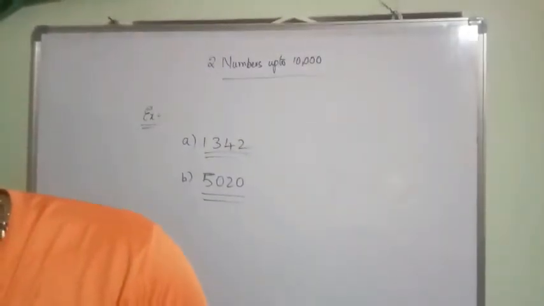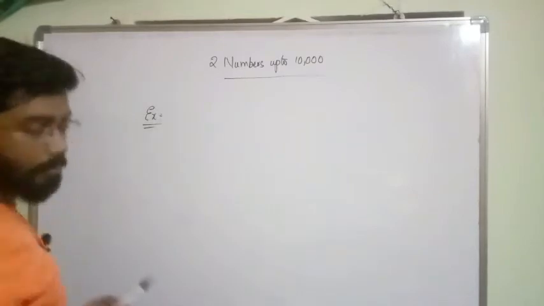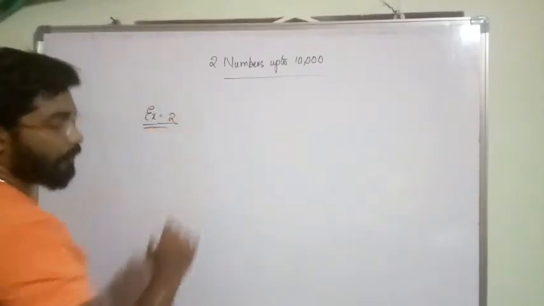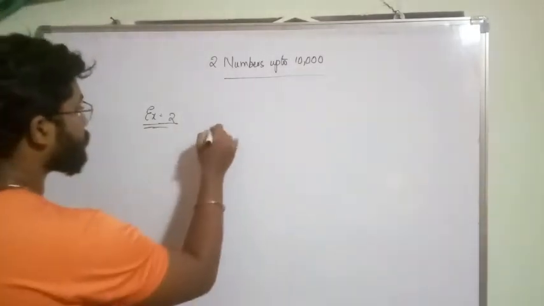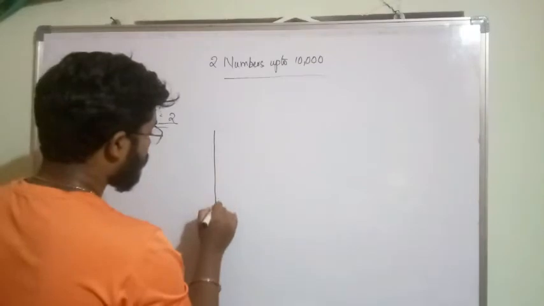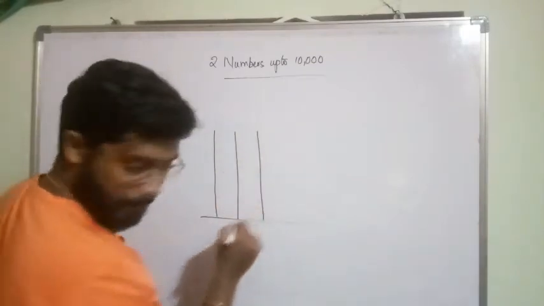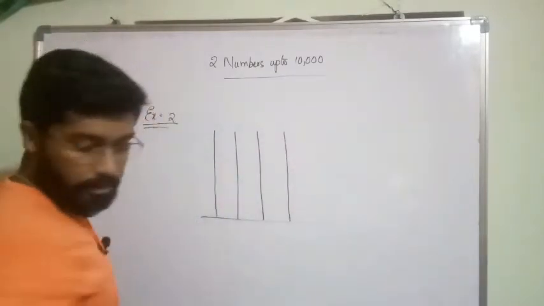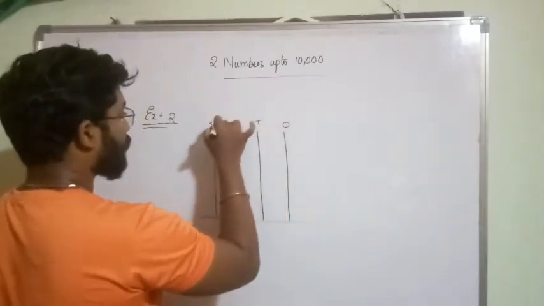Next one, example 2. What is example 2? Write the number shown on the abacus. So this is the abacus, no? You have 4 rods in that. This is the ones rod, tens rod, hundreds rod, thousands rod. What he is telling is, write the number shown on the abacus. He has given some number in the abacus form of beads. You have to count the beads and write what that number is.